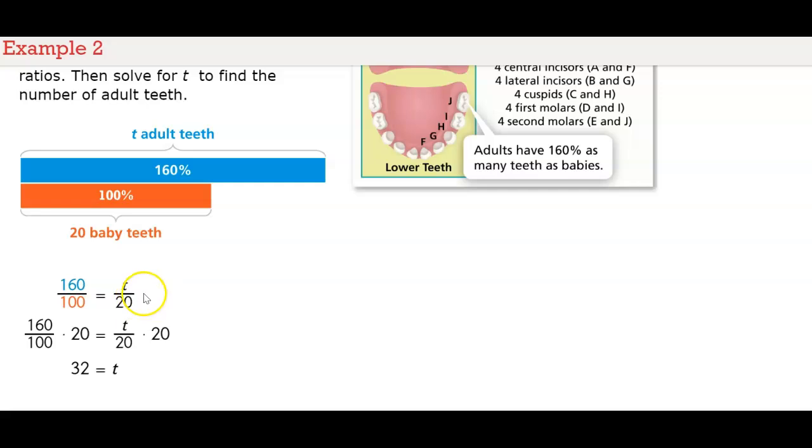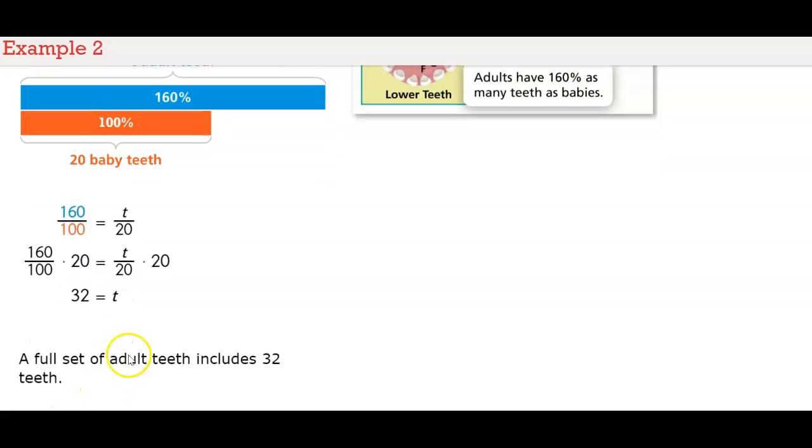So we're going to multiply that 20 on both sides of the equation. So we have 160 over 100 times 20, and then T over 20 times 20. And then that will cancel out the 20 and 20 over here. So we're left with our T. And then 160 times 20. Let's do the math. 160 times 20 is equal to 3,200. And then 3,200 over 100, you divide it and it equals 32. So the number of adult teeth is going to be 32 adult teeth.